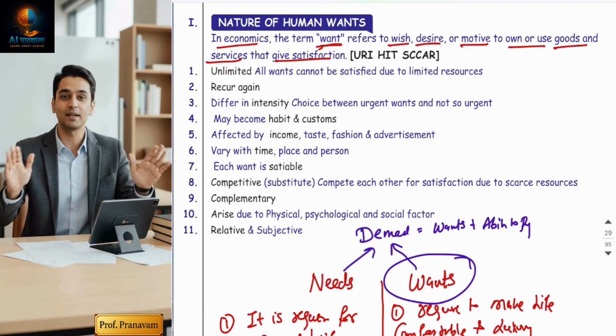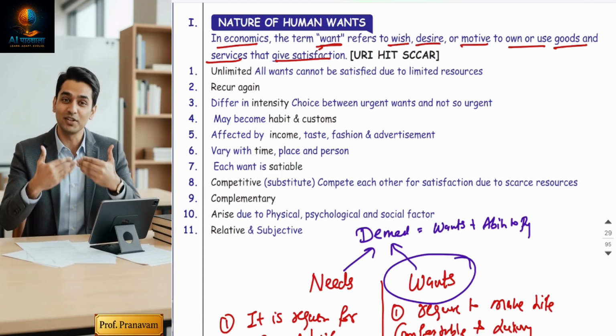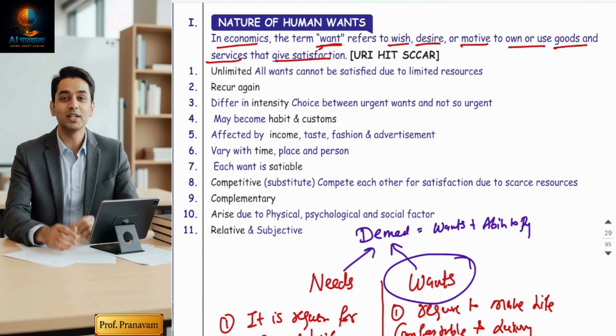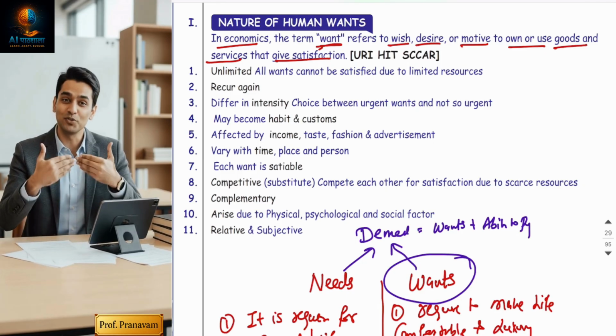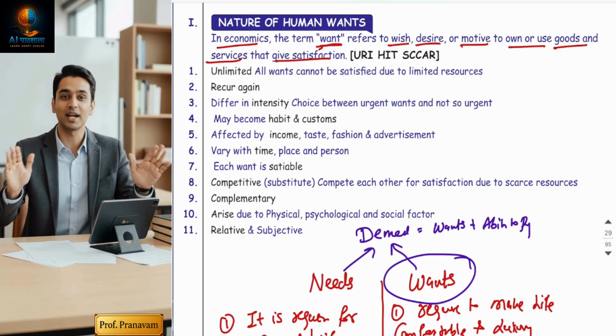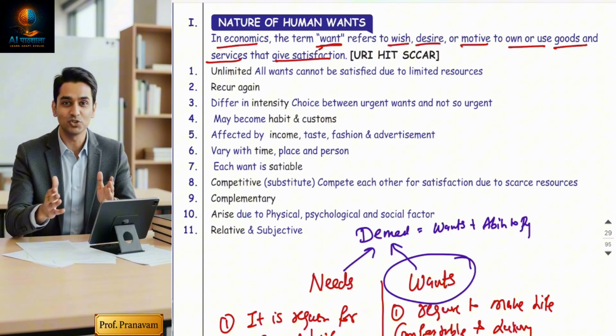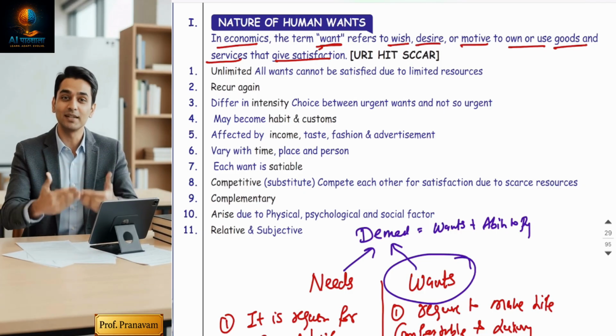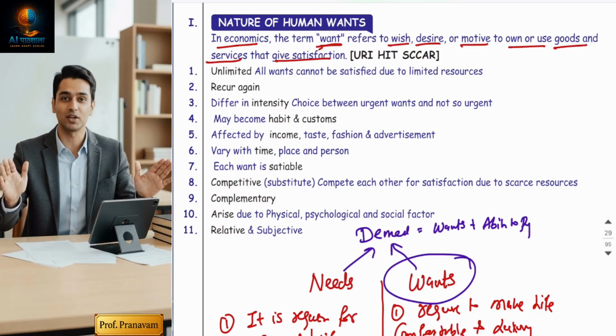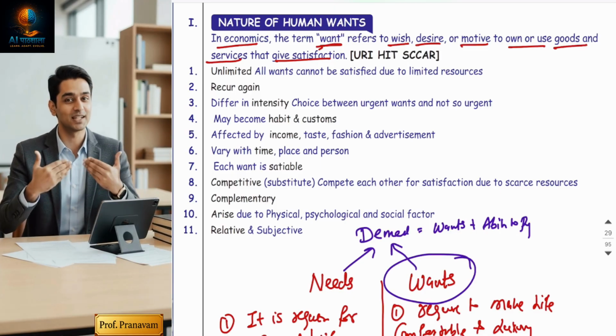Now, what is the nature of human wants? Let's understand the nature. I have developed a code for you to memorize it. The nature of wants is URI HIT SCAR. Uri, the movie has come. Uri hit, boom boom boom, scar. Oh my god, I've got a hit over here. So Uri hit scar. Let's start one by one.